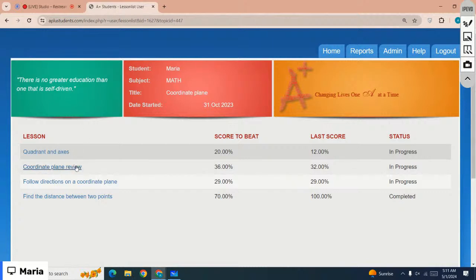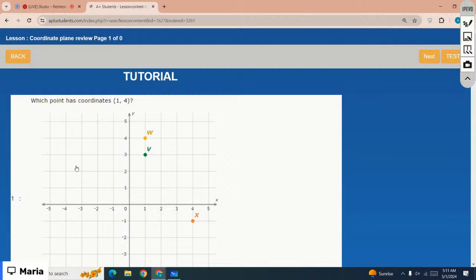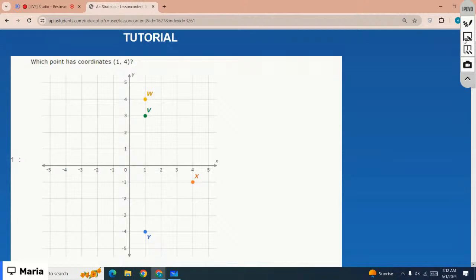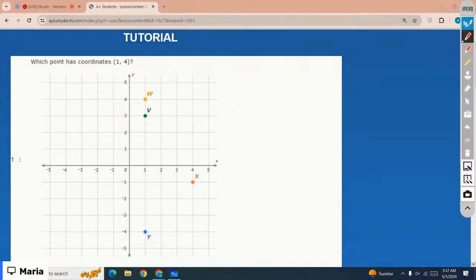The next one is coordinate plane review. Let's start with the lesson. Which point has coordinates 1 and 4? Let's understand the coordinates first. You are given a pair of values, 1 and 4. The first value is always the x coordinate and the second value is always the y coordinate. So x is 1 and y is 4.